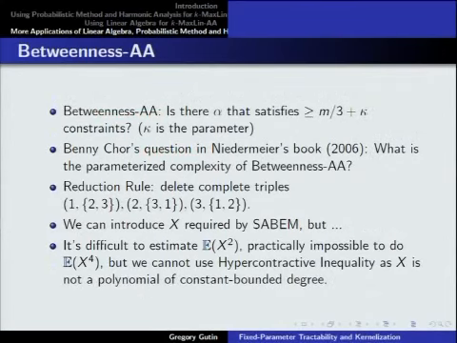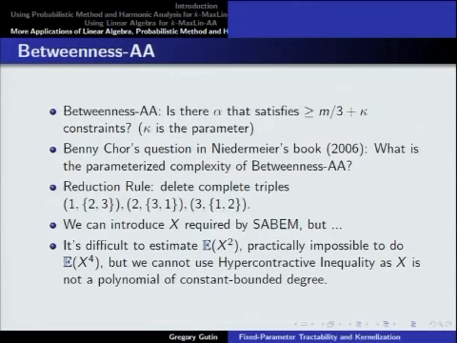So now, of course, our natural question here is we want to satisfy m over 3 plus kappa. In this case, we use this kappa as the parameter. And Benny Chor asked some time ago, at least it's mentioned in Niedermeier's book on parameterized complexity and algorithms, what is the parameterized complexity of that problem? And here we use reduction rules. We delete complete triples, which are triples of the form which I wrote there.